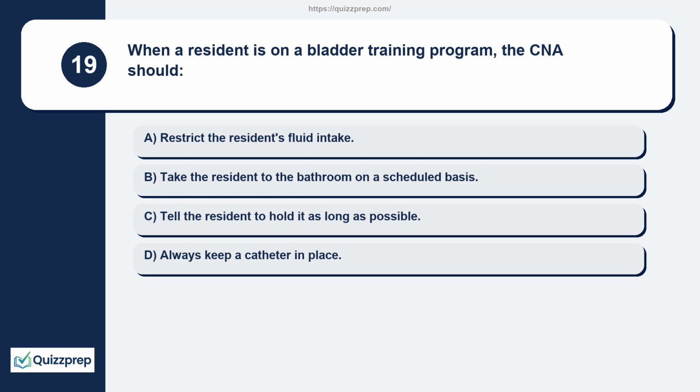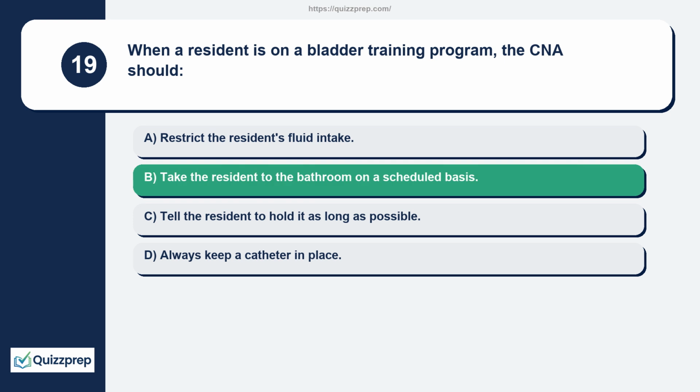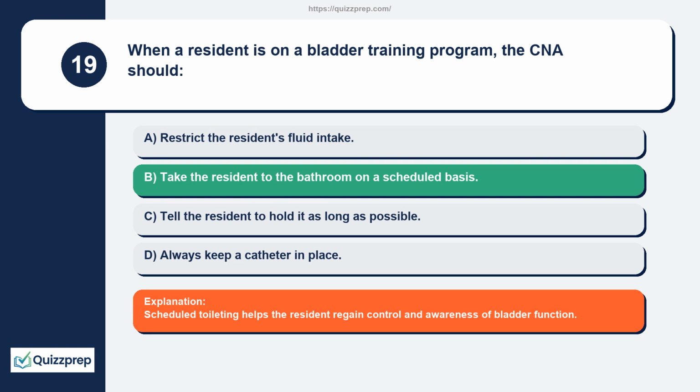Question 19. When a resident is on a bladder training program, the CNA should restrict the resident's fluid intake. Take the resident to the bathroom on a scheduled basis. Tell the resident to hold it as long as possible. Always keep a catheter in place. Scheduled toileting helps the resident regain control and awareness of bladder function.